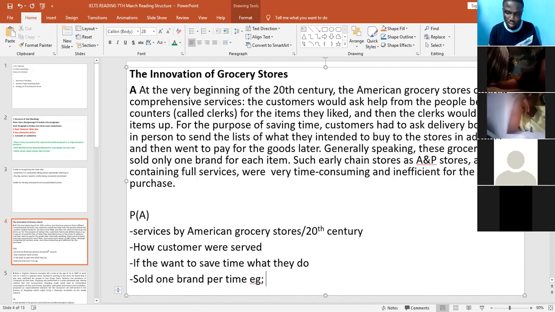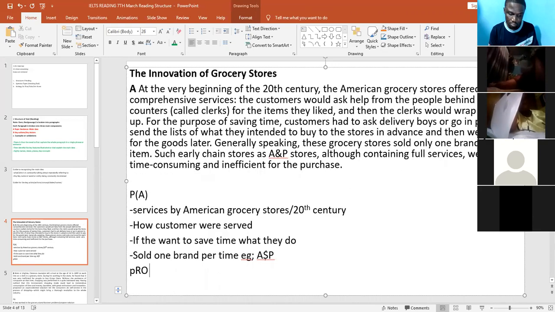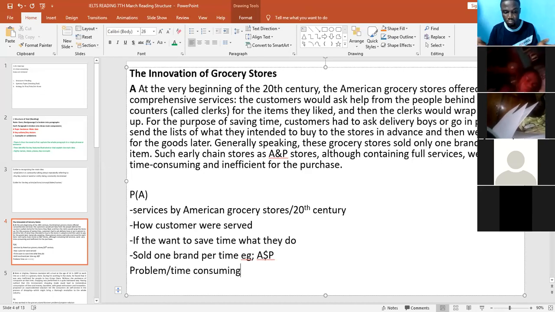e.g. A and P. I don't want to be looking for it if it was mentioned many times. Although containing full services, they were very time consuming. Problem: time consuming. I can even write "problem" alone, "time consuming."